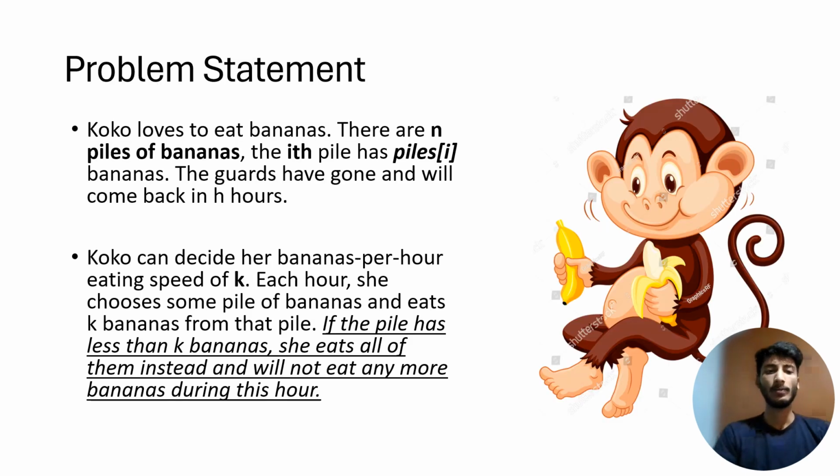Okay, fine. So Koko loves to eat bananas. There are n piles of bananas. The ith pile has piles[i] bananas. The guards have gone and will come back in H hours. Koko can decide a bananas-per-hour eating speed of k. Each hour, she chooses some pile of bananas and eats k bananas from that pile. If that pile has less than k bananas, she eats all of them instead and will not eat any more bananas during this hour.